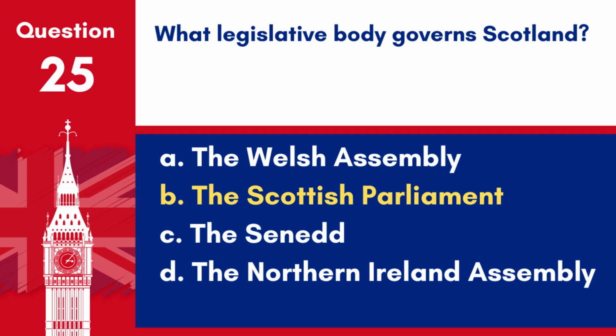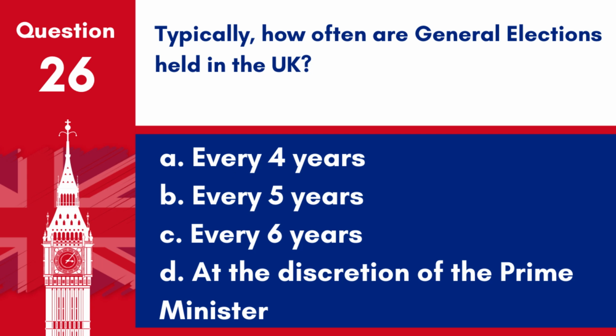Answer B. The Scottish Parliament. The Scottish Parliament is the devolved legislative body governing Scotland. Question 26. Typically, how often are general elections held in the UK? A. Every 4 years. B. Every 5 years. C. Every 6 years. D. At the discretion of the Prime Minister.